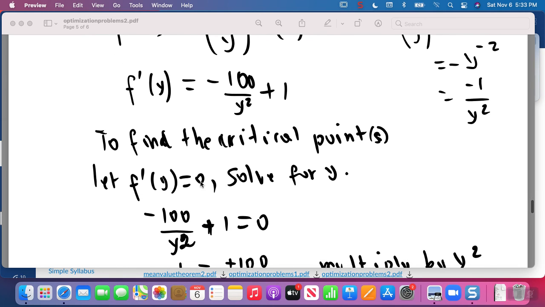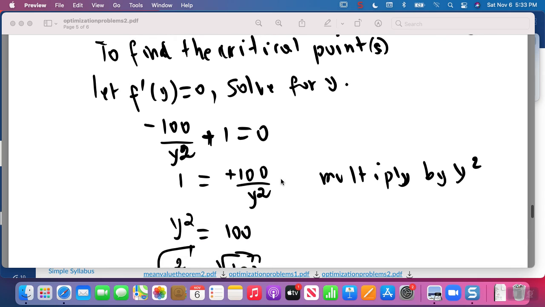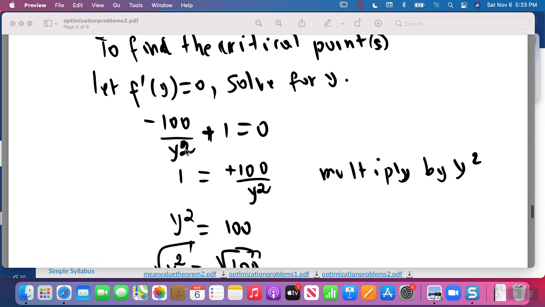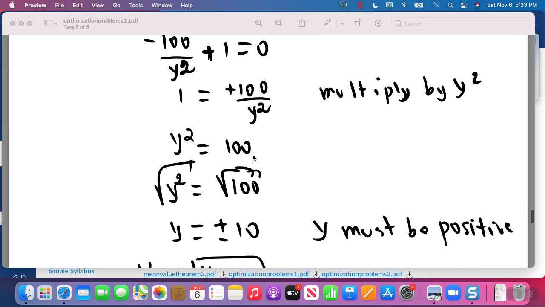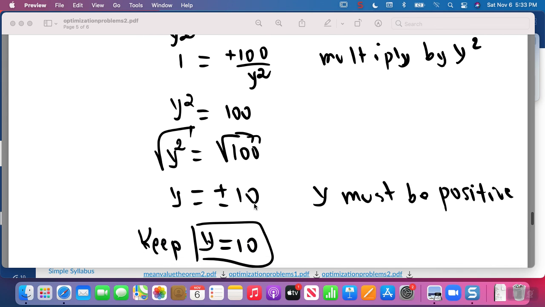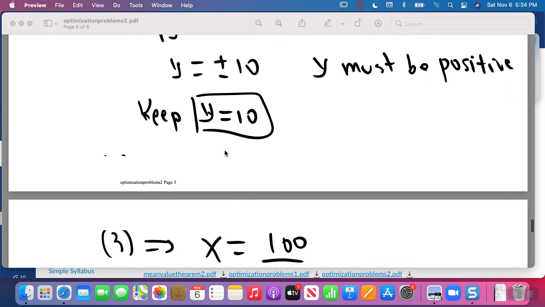So to find the critical point, we have to set f prime of y equals 0 and then solve for y. So when we set negative 100 over y squared plus 1 equals 0, we add 100 over y squared to both sides, and then we multiply this equation by y squared, and then we have y squared equals 100. We take the square root of both sides, so we get plus and minus 10, but we're looking only for y to be positive. So we're going to get rid of negative 10, we keep 10. So one of the numbers, y, is 10.